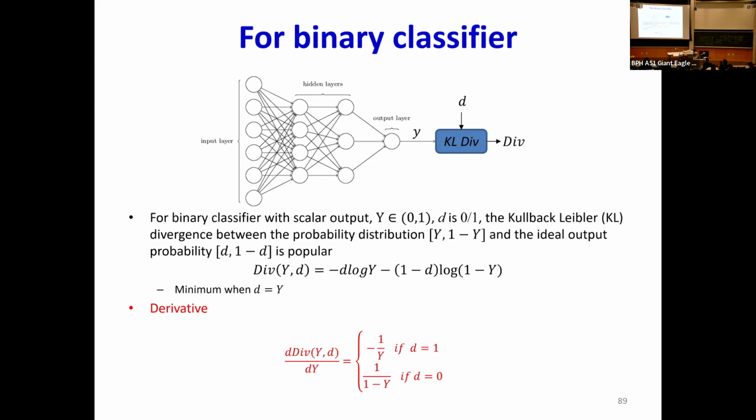Now, why does this make sense? Let's say I give you a picture of a cat, then the desired output is 1, right?